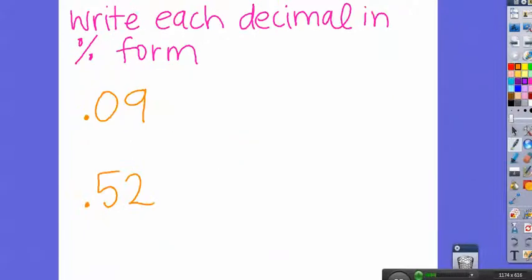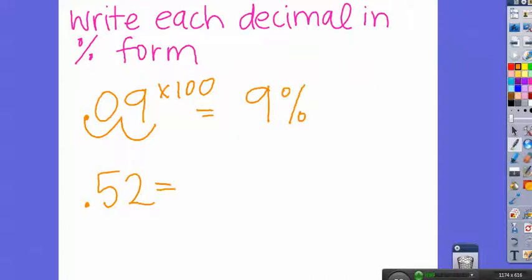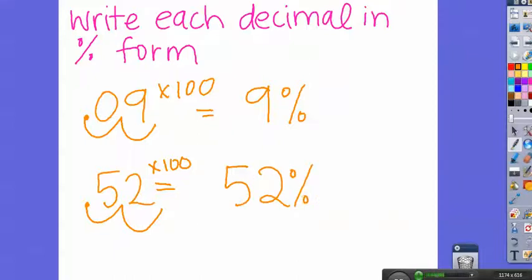So let's look at a few more examples like that. If we have a decimal and we want it in percent form, all we have to do is multiply it by 100. Or we just need to move our decimal over 2 places, and that's equal to 9%. What about 52? Well, all we need to do is multiply it by 100 and move the decimal place over 2 places, and that's 52%. So when you have a decimal, just move the decimal place over 2 places and add a percent sign.